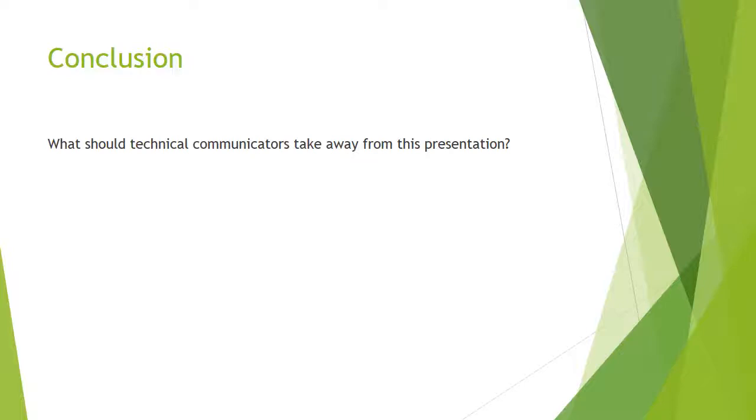So in conclusion, what should technical communicators take away from this presentation? It is important to understand the audience and how they create mental models of environmental communication, and how to write a good message towards the audience. Environmental communication is a complex subject dealing with many different stakeholders spanning many different situations. While it is a complex subject, it does not have to be an overwhelming one.